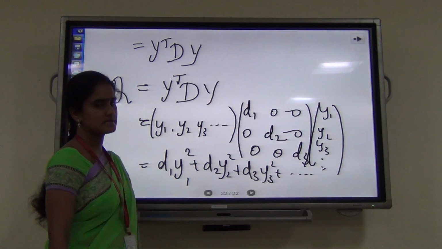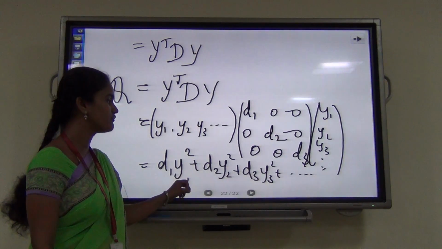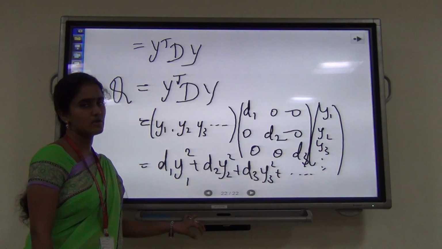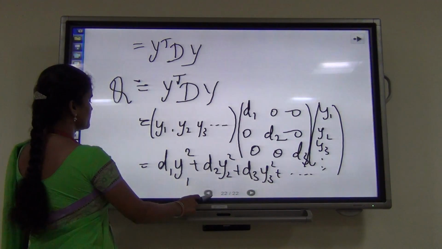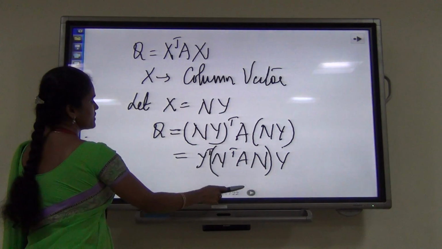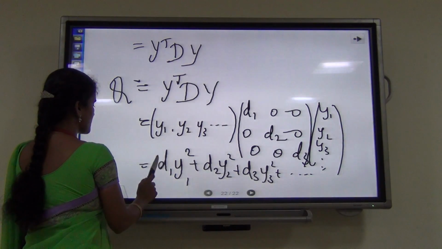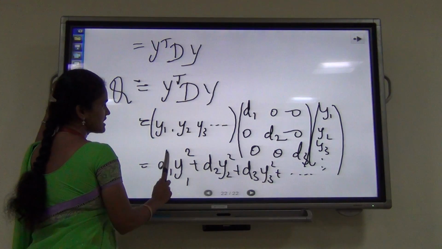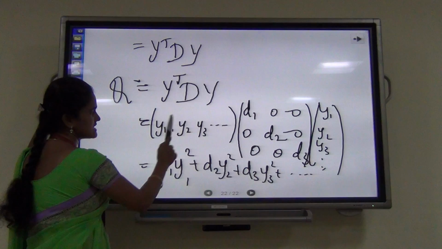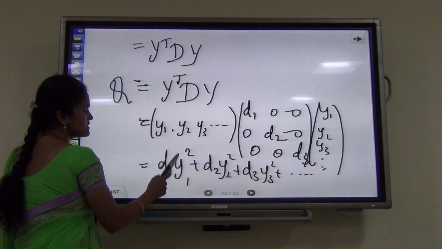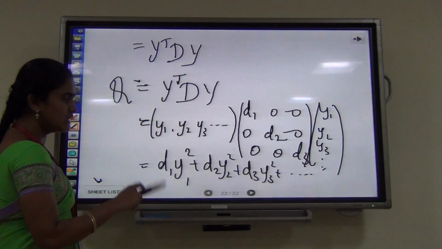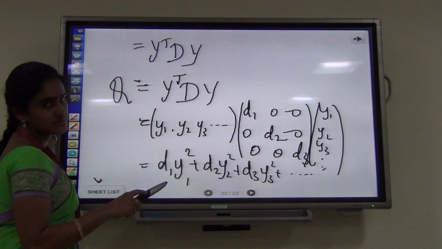So this is called canonical form. As we started with the quadratic form, under the transformation taking x equal to ny, we could reduce it into canonical form, with D a diagonal matrix. As we multiply this vector with D and then with y, we get D1 y1 square. So here you will have only the square terms.